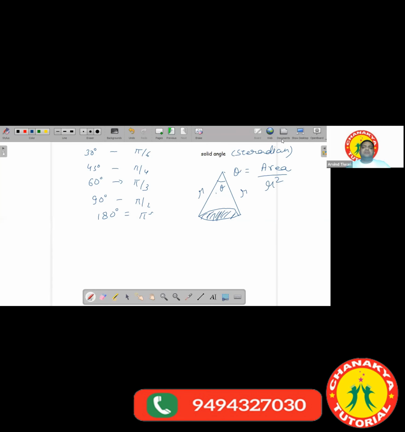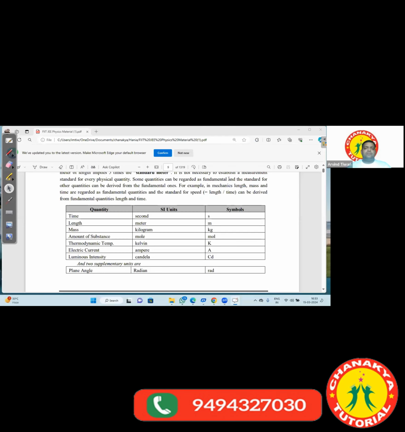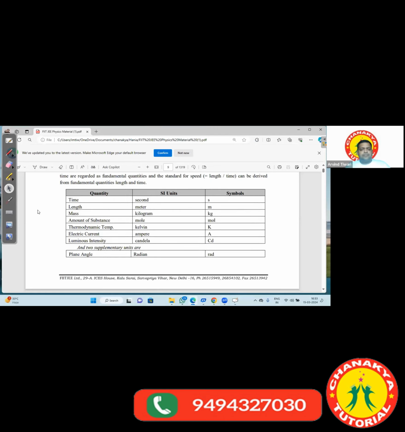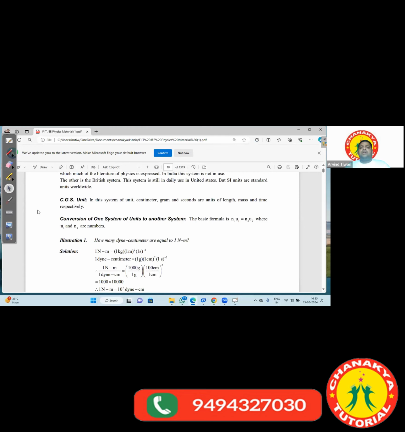So got the angle measurements. Okay. So let us say after this, what all other things we have. Now in the CGS system of units, CGS means centimeter, gram, and second. So those units are called the CGS units.